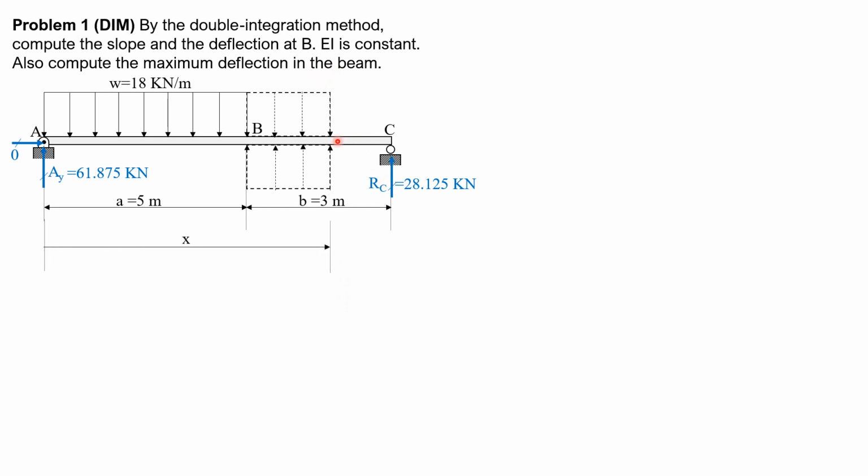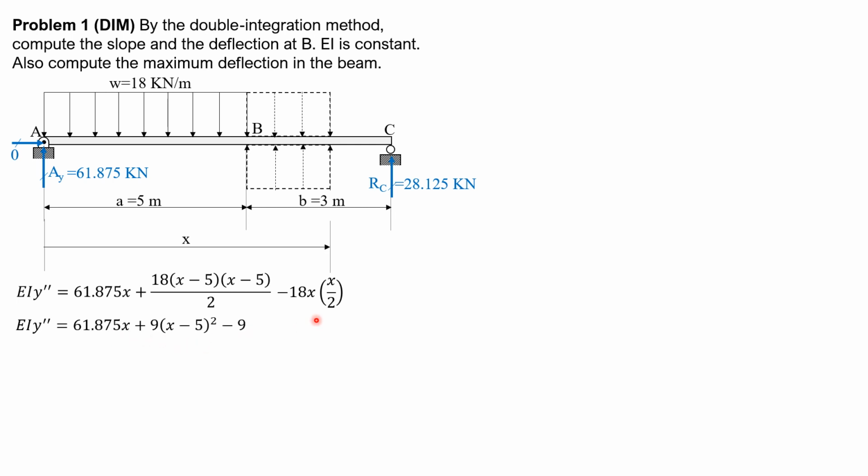So the distance from this section to the origin, which is point A, is denoted by x. Since EI y double prime equals moment, the moment equation in this section is 61.875 times x plus 18 times quantity x minus 5 times (x minus 5) over 2, then minus 18 times x squared over 2. Or in short, EI y double prime is 61.875x plus 9 quantity (x minus 5) squared minus 9x squared. So this is the differential equation of the elastic curve.